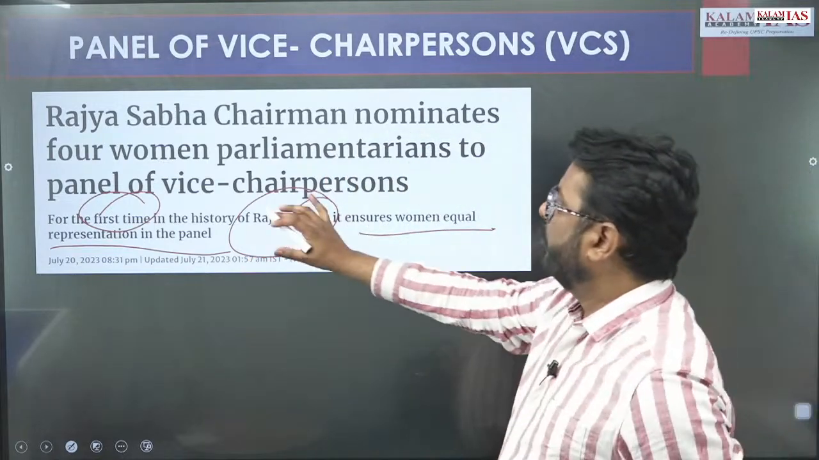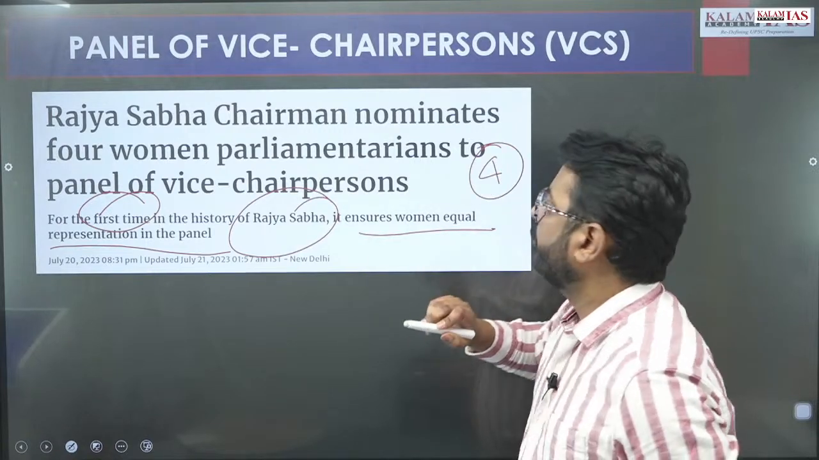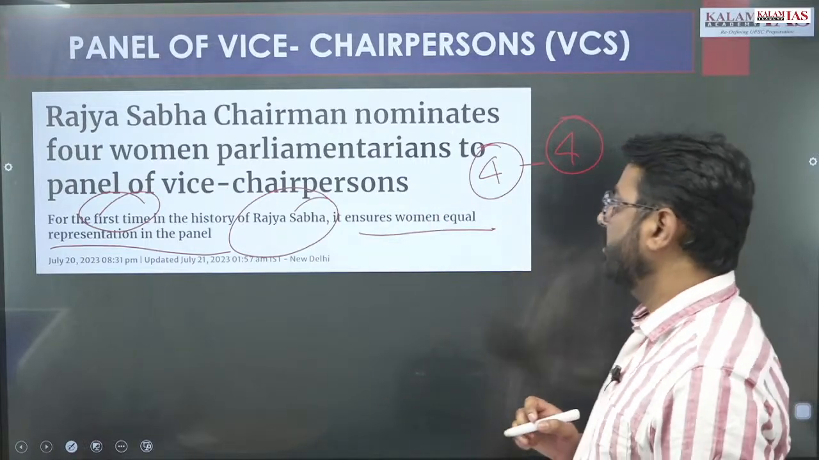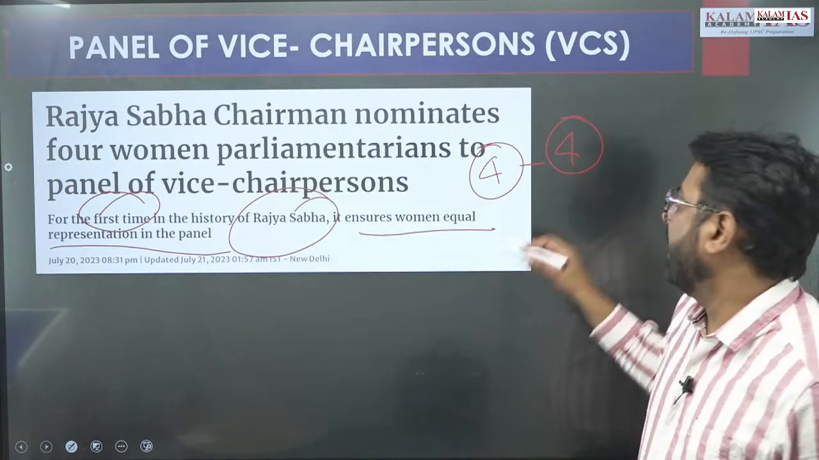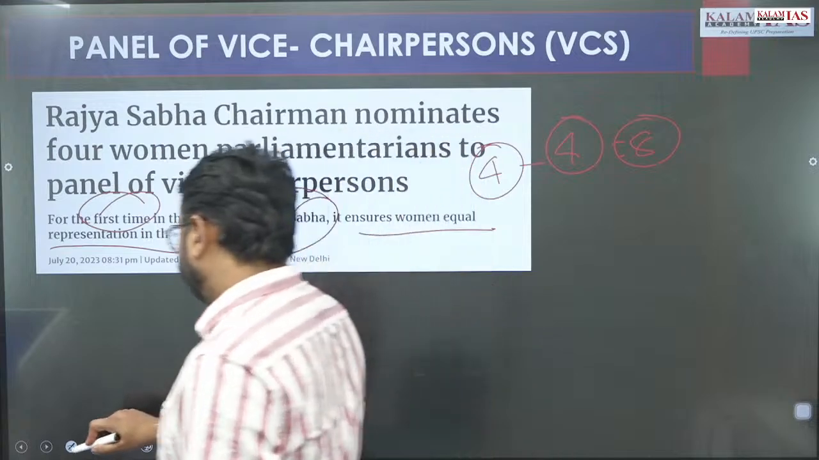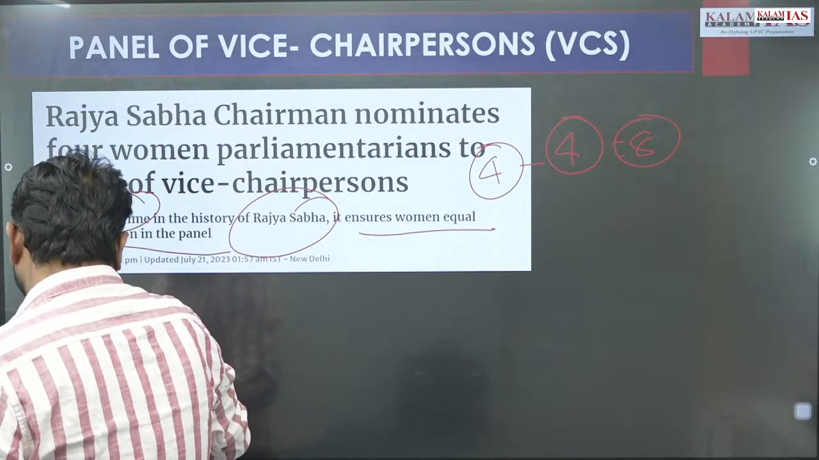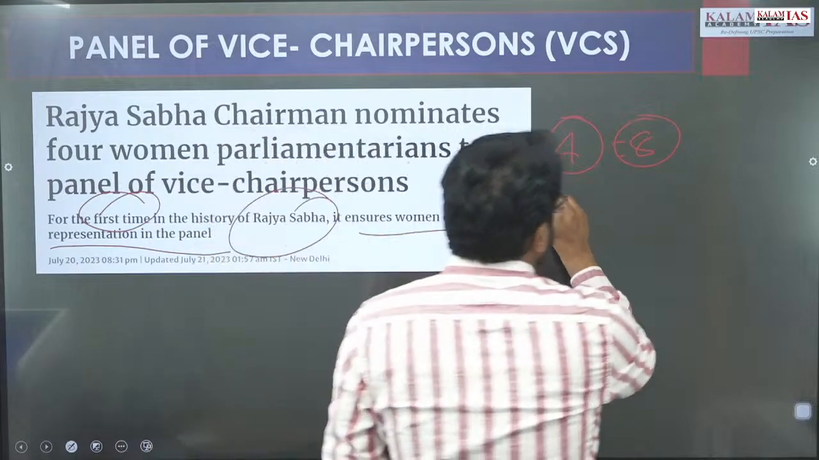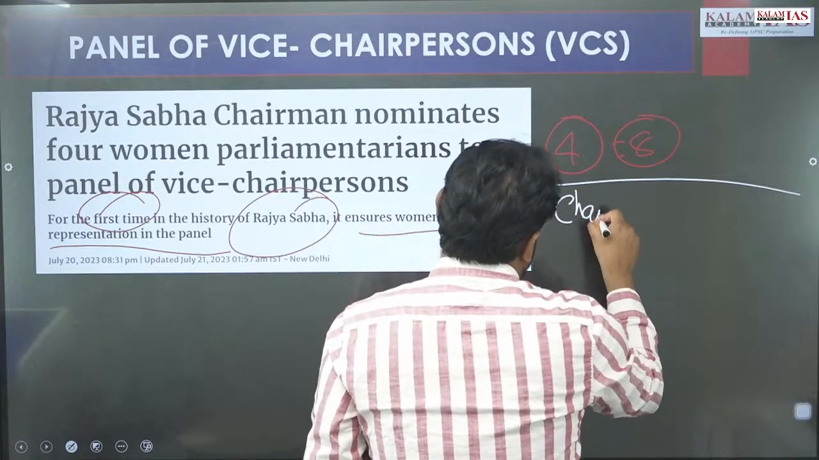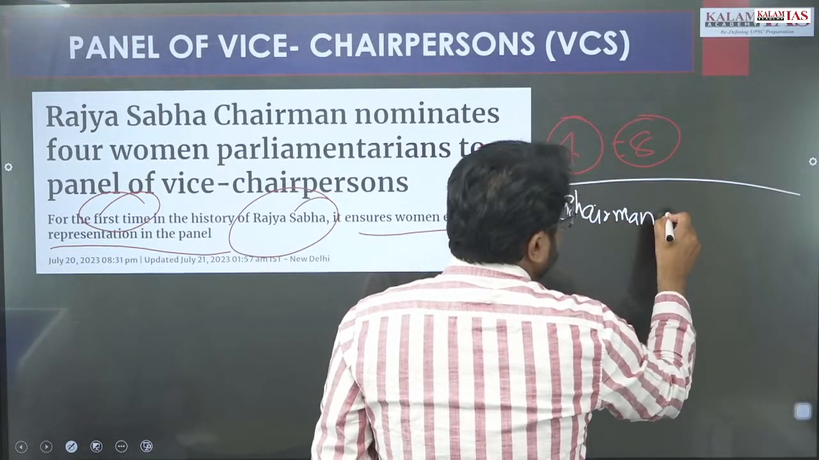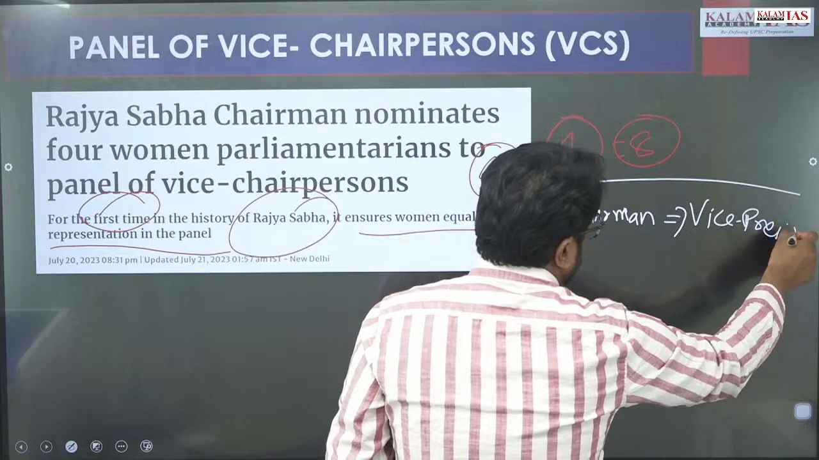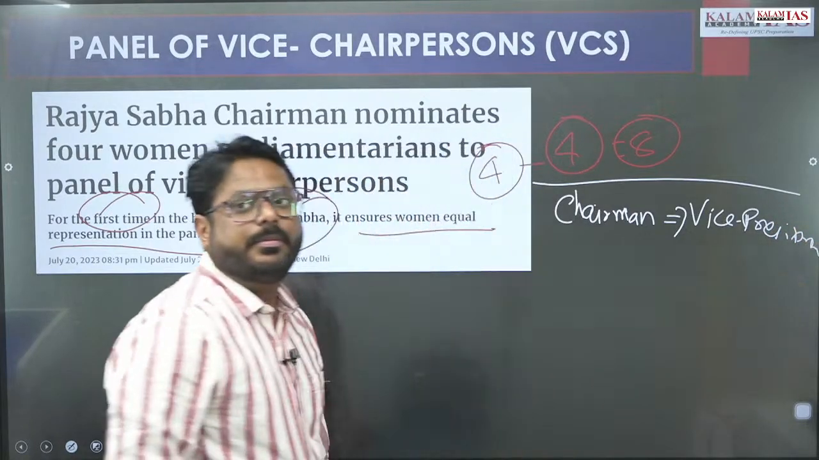Means if 4 women have been made, then there must have been 4 men also. Then only there will be equal representation in the panel, right. So in total there have been 8 members, isn't it? Now first understand this. In case of Rajya Sabha, there is a chairman. Who is this chairman? Vice President, right. He is the Vice President.